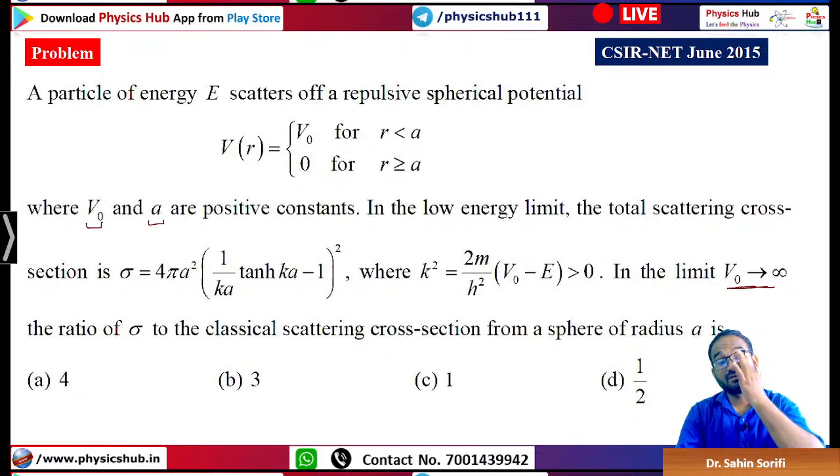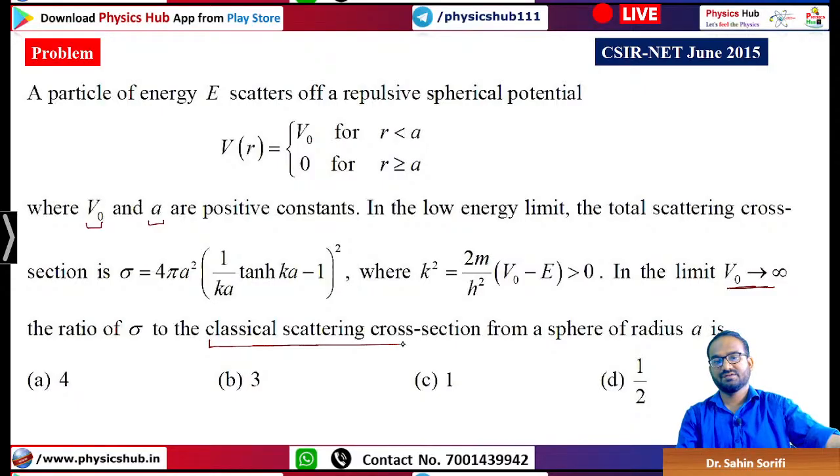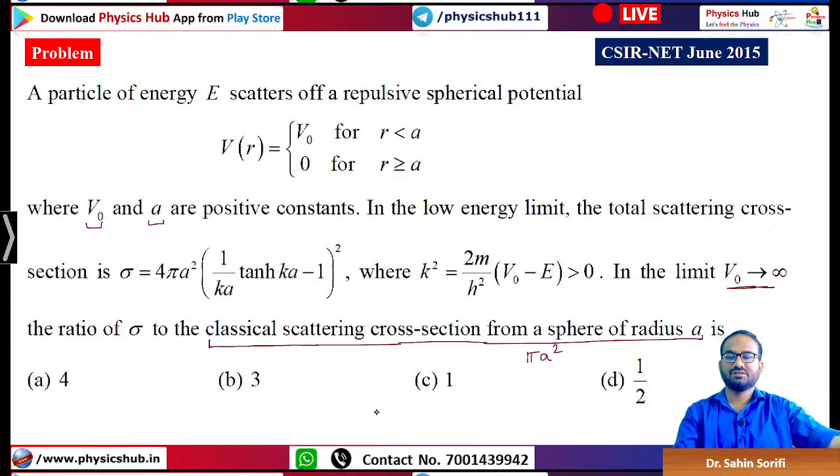Ratio of sigma to the classical scattering cross section from a sphere of radius A. Look, this information is the classical scattering cross section from a sphere of radius A. It is pi A square. So we have to find out the ratio of sigma and pi A square. This is what we have to find out.